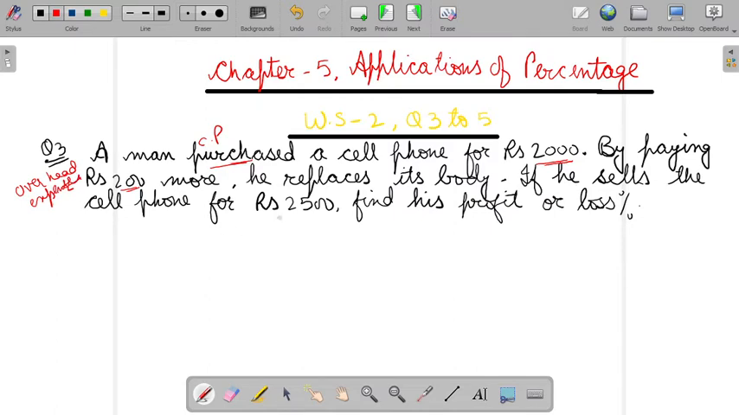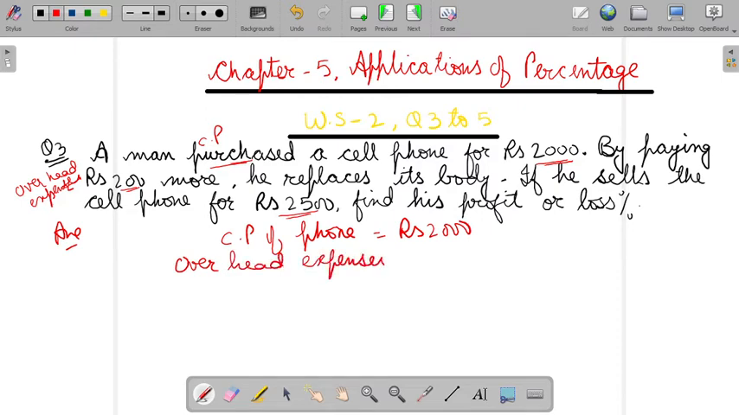If he sells the cell phone for rupees 2500, find his profit or loss percent. So the selling price is given, 2500. So let's proceed with question 3. Cost price of phone equals rupees 2000. Overhead expenses equal rupees 200. So what would be the total cost price or actual cost price?